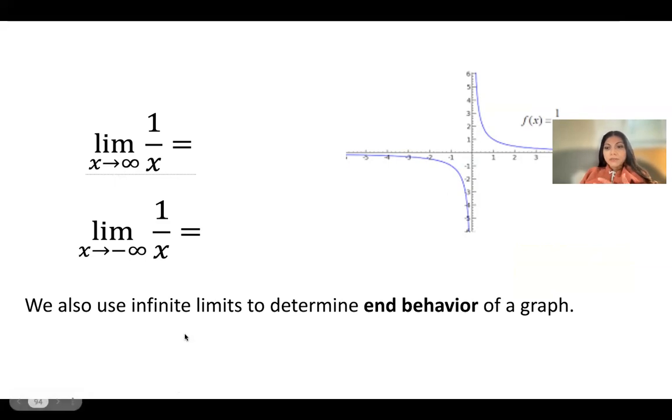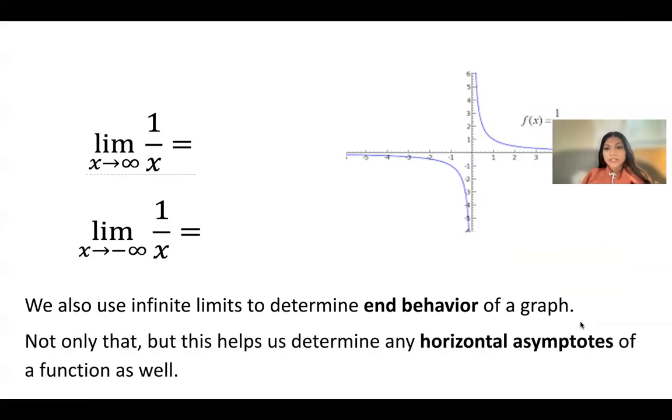And ultimately, we use infinite limits to determine the end behavior of a graph. So how is the function behaving at the ends? And it also helps us determine any horizontal asymptotes of a function. For those of you who took pre-calculus or algebra 2 last year, we were able to determine some horizontal asymptotes with polynomial long division, if you remember. Now we have a new tool in our bucket, limits, that can help us determine end behavior.